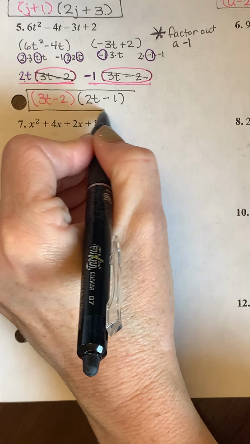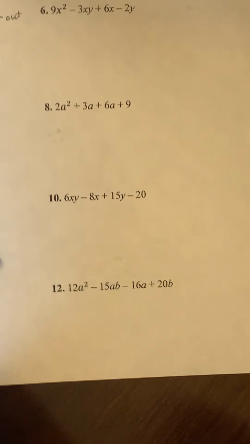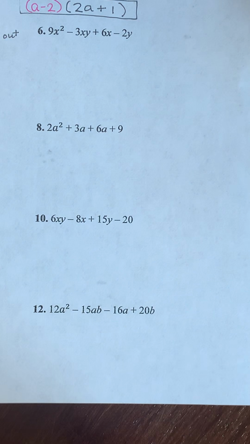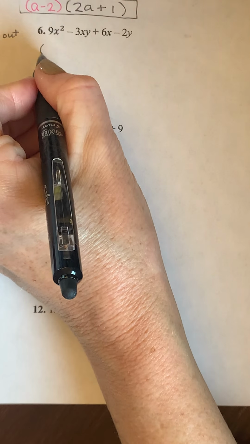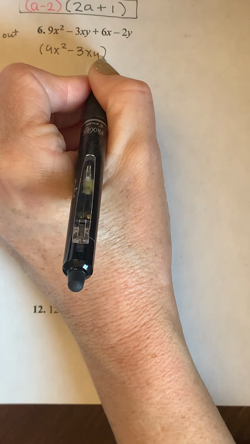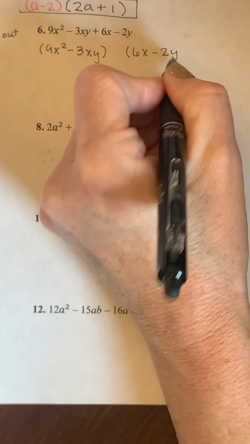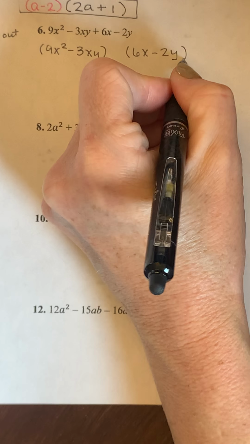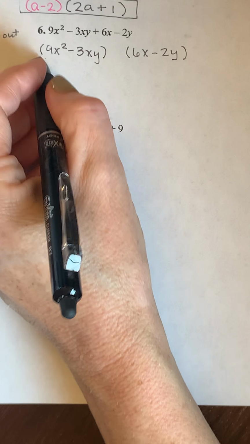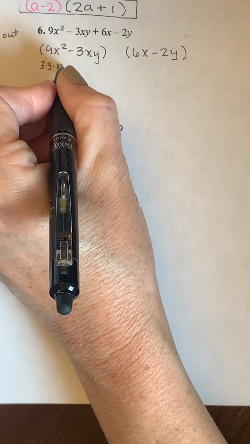All right, number 6. Let's make sure that's straight. Okay, step 1 is to group the first 2 terms together. Step 2 is to group the last 2 terms together. Okay, I need to factor out the greatest common factor from the first group. So let me look at the prime factors of each term.